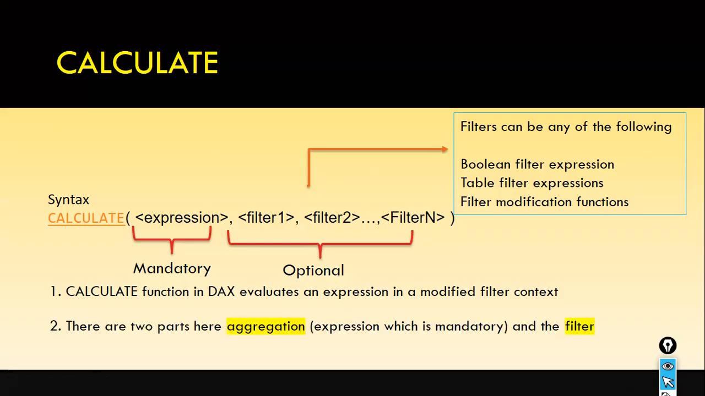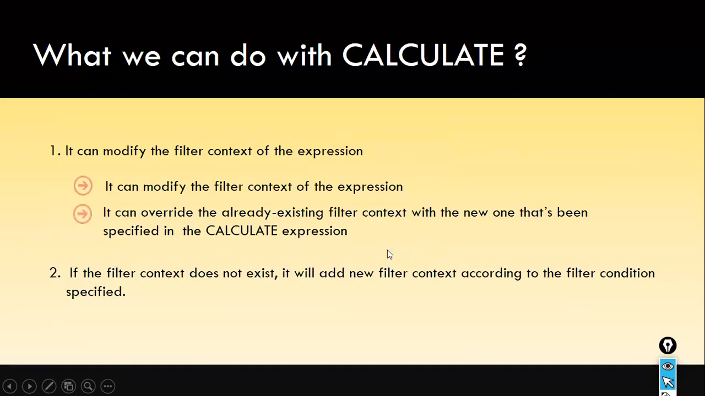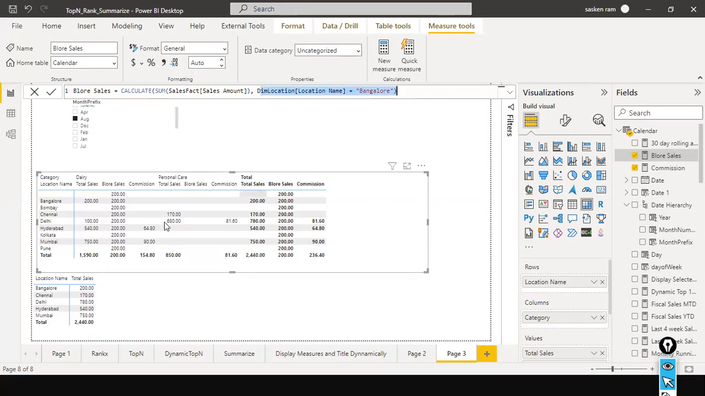There are two parts here. One is the aggregation, that is mandatory, and the filter. The CALCULATE function is very similar to the Excel SUMIF. In Excel, we call this the SUMIF function. This is equivalent to the SUMIF function in Excel. So what can we do with CALCULATE? We can modify the filter context. It can override the already existing filter context with the new one specified in CALCULATE. Look here, in this case, it has overridden this filter context.